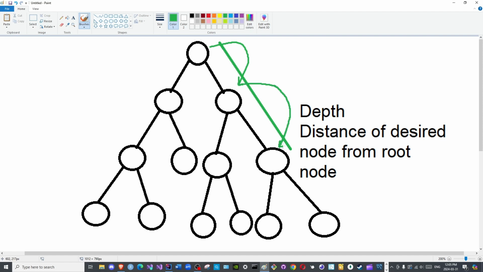1, 2. So the depth of this node is 2. Or I should not put it here, I will put it here, because here indicates that this is datum stored in this node. The depth of this node is 1. The depth of this node is 1, 2, 3, and so on and so forth. I will also add these arrows so you know how to count or how to calculate the depth of a node.